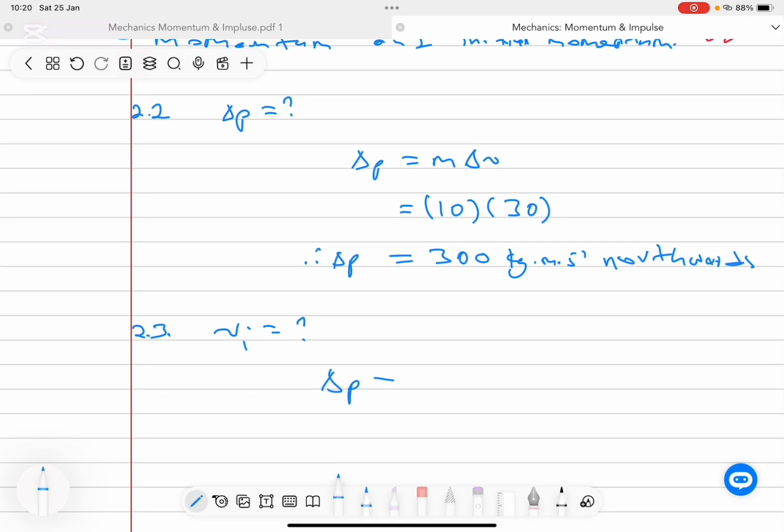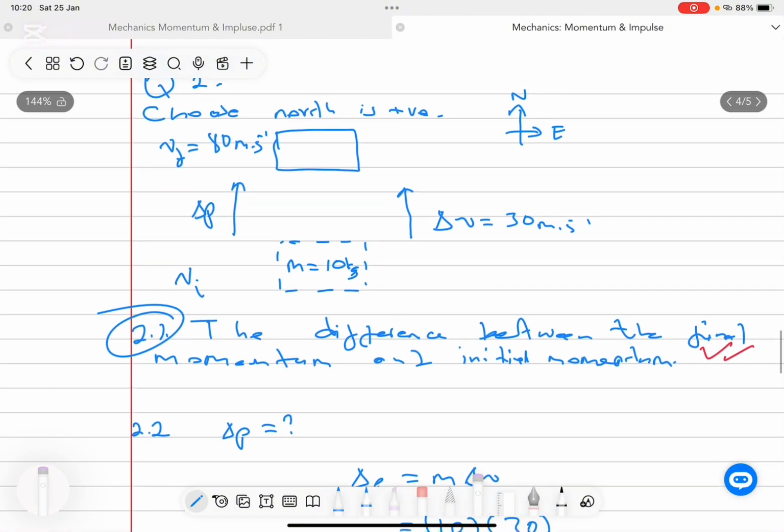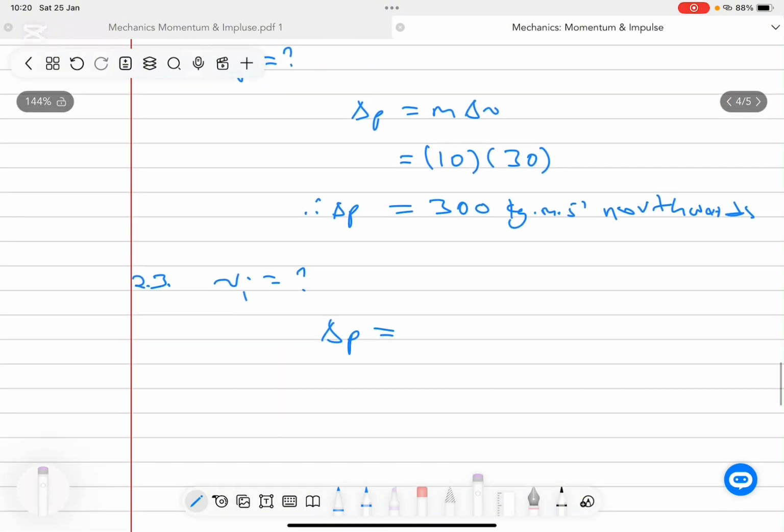Now I'm going to use the formula of change in momentum, but in this case, because I have velocities, I'm looking for the initial velocity, and I have the final velocity. I'm going to rewrite this formula in terms of velocity, not in terms of change in velocity. So this means I'm going to have the mass times the final velocity minus the mass times the initial velocity.